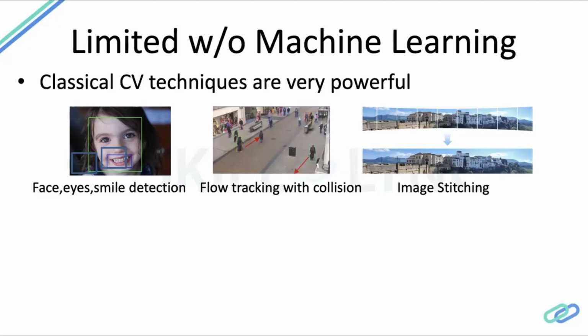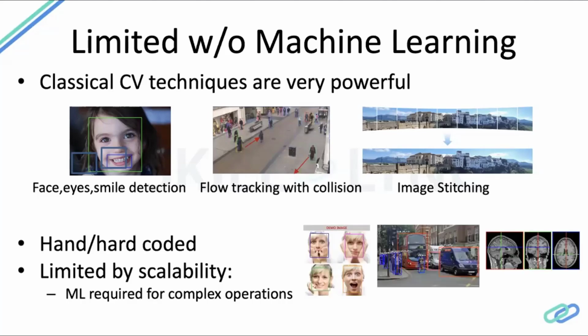But the problem is, as the challenges you're looking at get more complicated, computer vision without machine learning was not doing a great job, because it's essentially hand coded, hard coded. It's not learning anything. So if you have to do something like emotion detection, where you're not just finding if there is a smile, but trying to find the subtle emotions of fear, sadness, happiness, and so on and so forth.